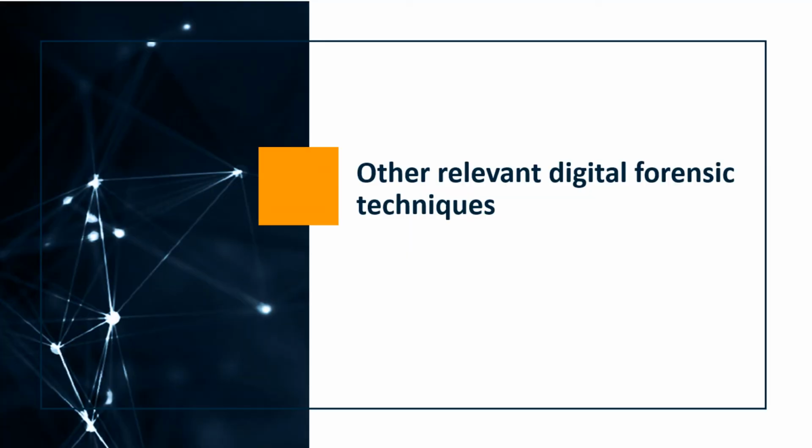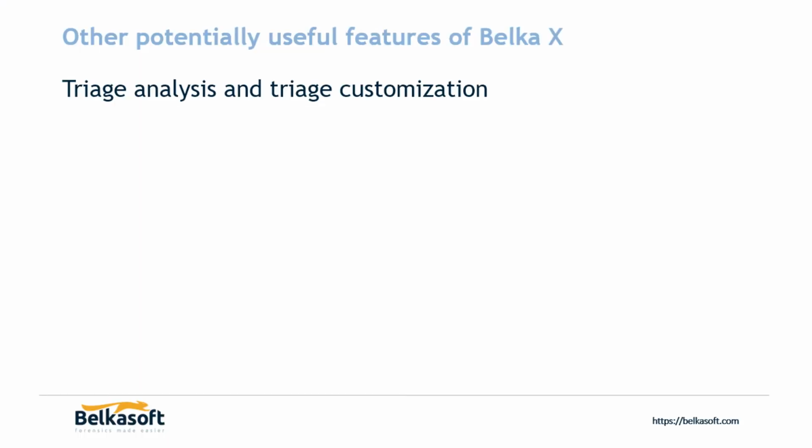Let me tell you about some other potentially useful functions of Belkasoft X, which, though not used in this case, might be important in similar investigations. First is triage analysis and triage customization. Triage has become an increasingly important part of digital forensics, and it is the process that aims to identify the most relevant data as quickly as possible. The purpose is to manage situations where one has a finite amount of time and resources to carry out an investigation. So you can use this functionality in Belkasoft X.